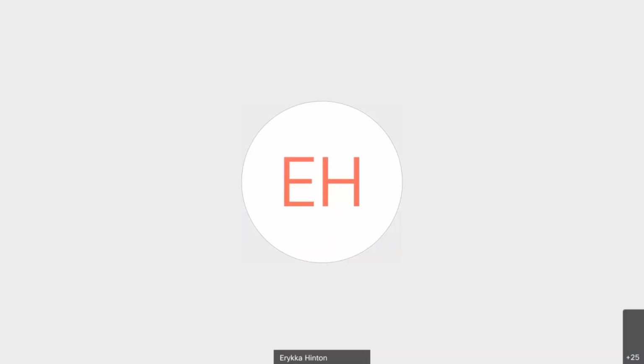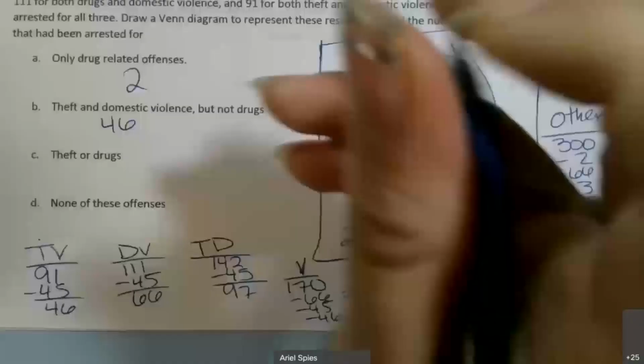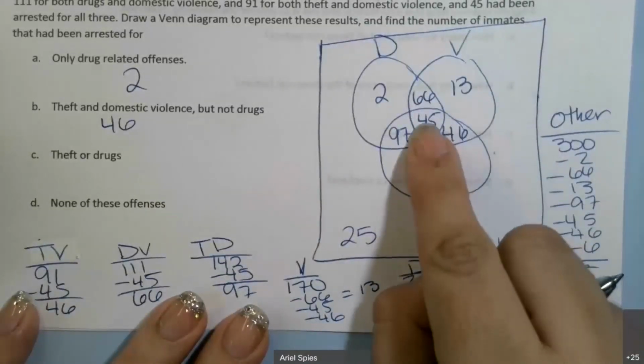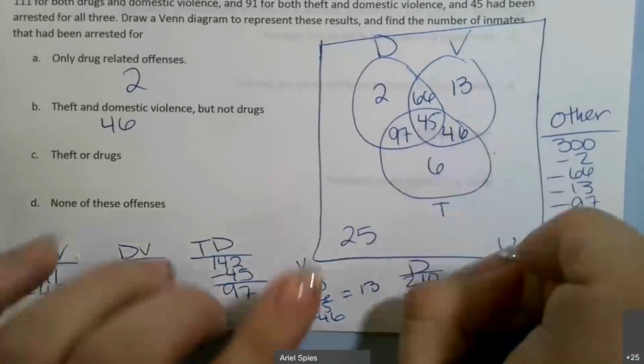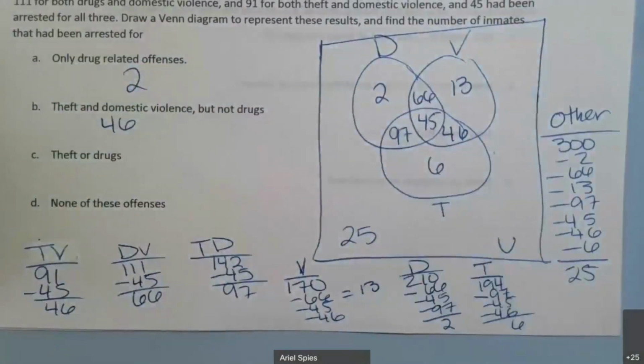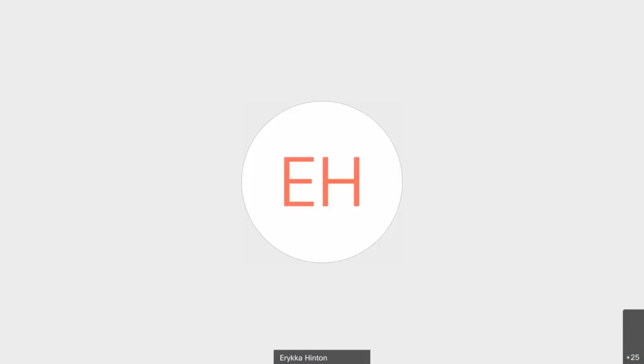46. Because you're looking at the overlap of the theft and domestic violence circles, but excluding the part that has drugs. So ignoring this 45, it would be just the 46. Questions on that one?